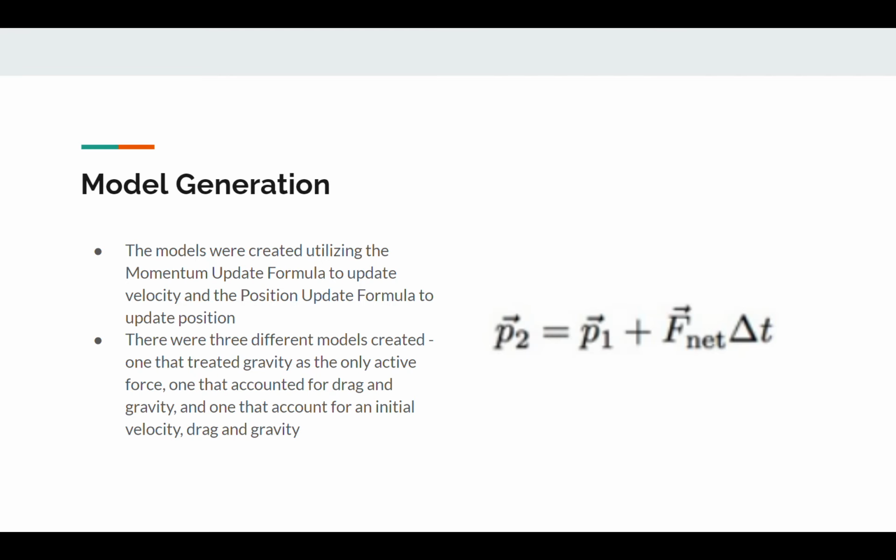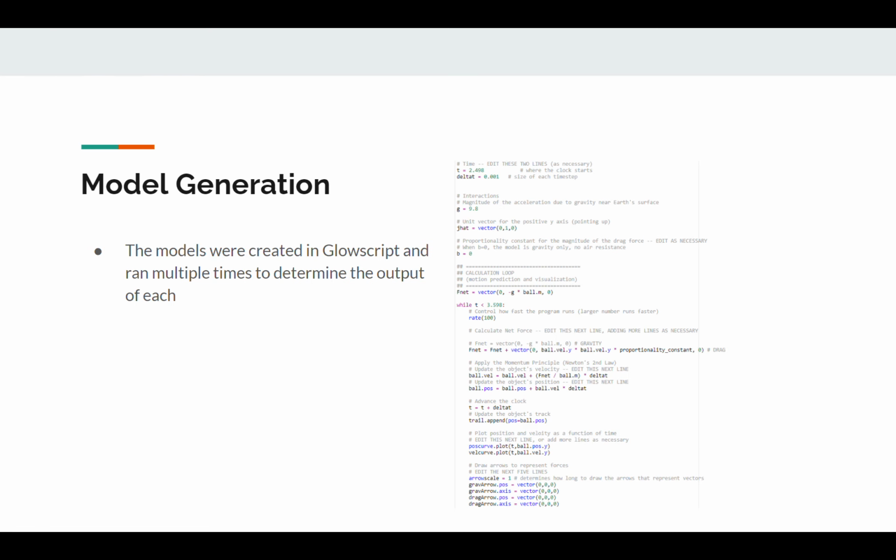And the net force or acceleration changed because it wasn't just gravity, it was the square of the speed each time, and as the speed got larger, the effects of drag got larger. And then our final model accounted for initial velocity, drag, and gravity, and it's the exact same as the drag and gravity model, but it just had an added initial velocity. So the models were created in GlowScript and run multiple times, and as you can see, the net force is updated each time for drag, and it stays the same for gravity, and for both, the velocity and the position are updated each time, and the time and initial position match exactly what was put into Tracker. That way it's an exact replica of the initial state, and the model can do its best to predict.